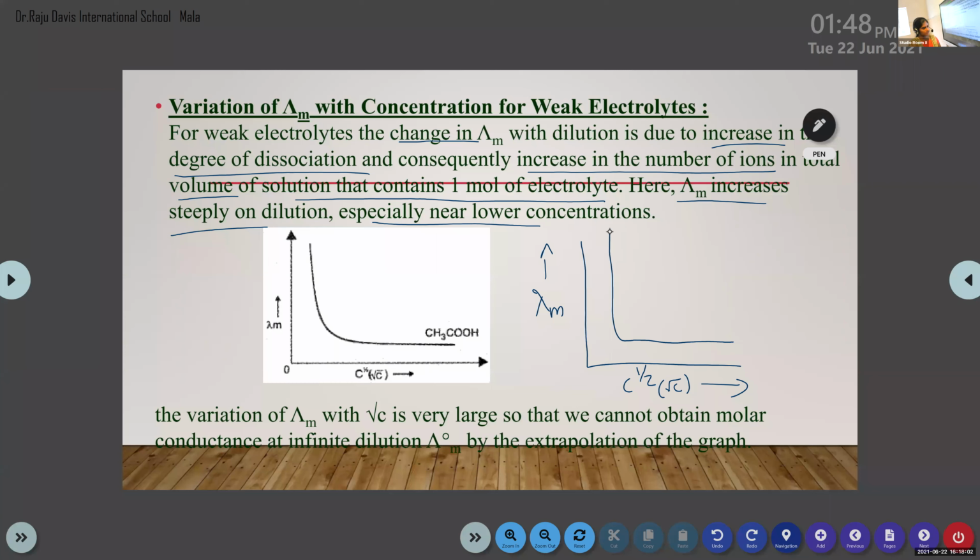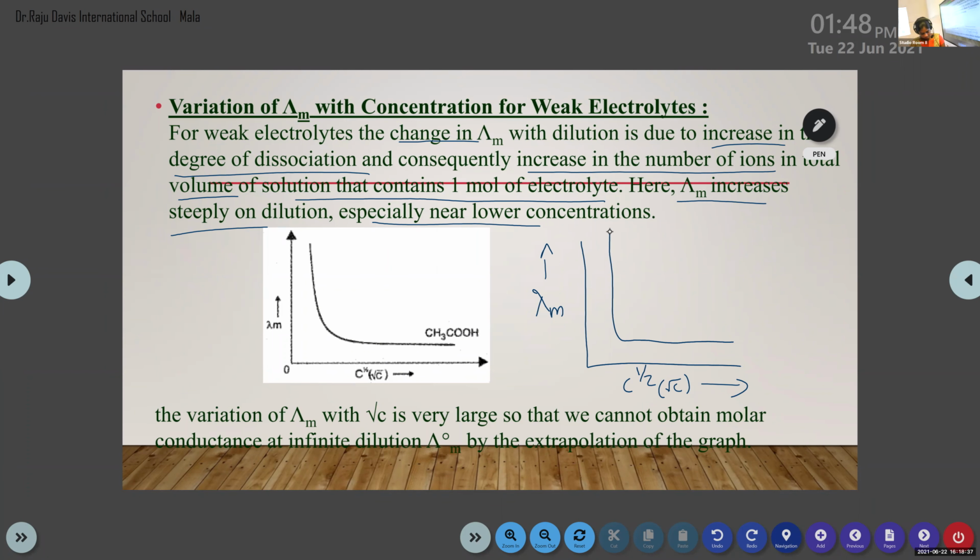Have you completed? Then there is one graph in your textbook. Yes or no? No, ma'am. Okay, Shivani, then you can finish it. Yes, I'm finished. Okay.